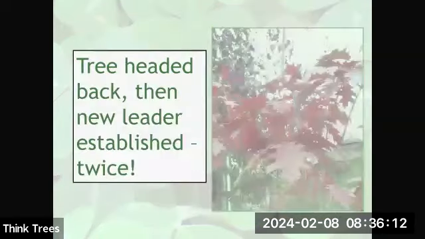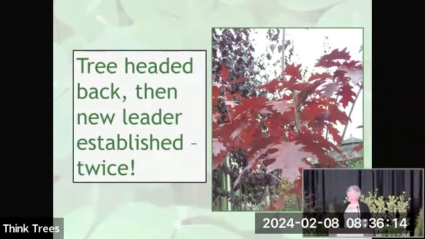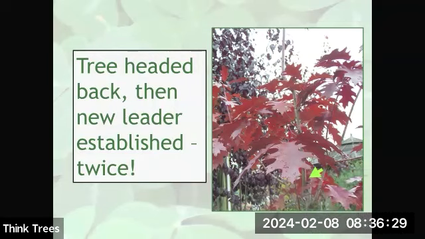Oftentimes trees are headed to encourage a more columnar form. So instead of finding trees that are naturally columnar, a lot of people try to create trees that will be more columnar, like this oak tree. And you can see it's been topped twice with a new leader established. So it's really rather ugly in the first place. And now you've got all these competing uprights that are going to lead to problems later on.